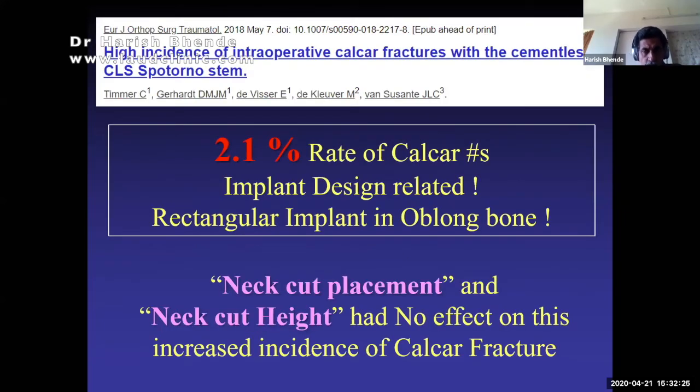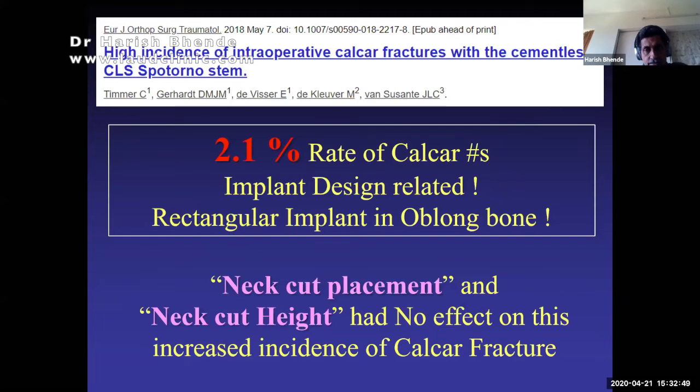Now, some articles justify all this which I mentioned: higher risk in a cementless CLS stem, a 2.1% rate of calcar fracture. It is design related. A rectangular implant in an oblong bone can cause it, like the CLS stem. Now we don't have those CLS stems today, but we used to get them in the past quite regularly.